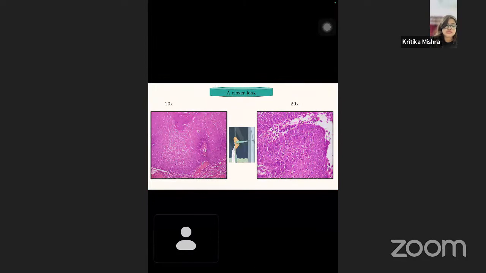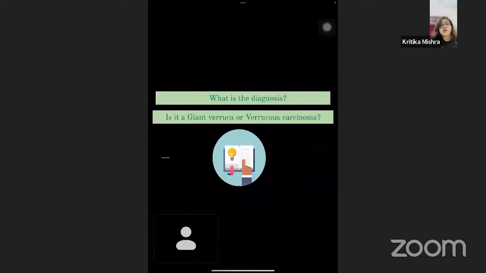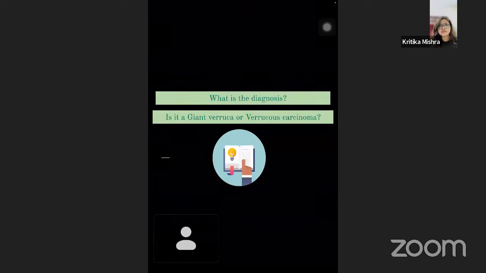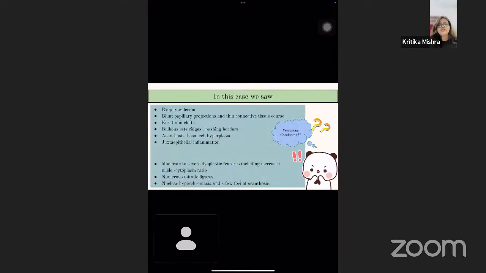We see acanthosis and numerous mitotic activities going on, increased nucleocytoplasmic ratio, and nuclear hyperchromasia. So, what is the diagnosis? Is it a giant verruca or a verrucous carcinoma? So what did we see in this case?